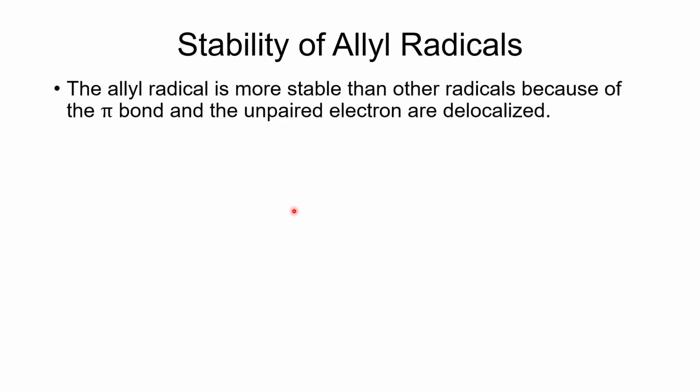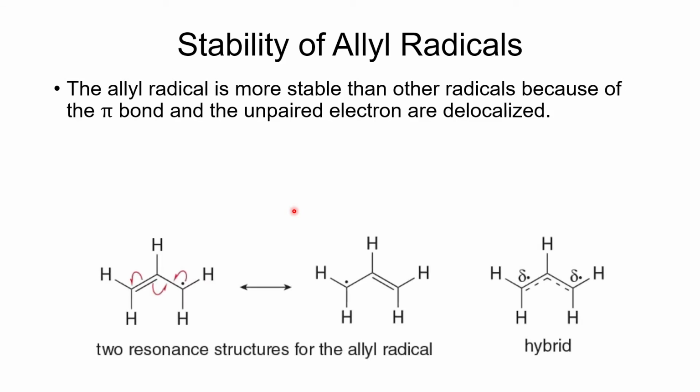All right, so allylic radicals are more stable because the pi bond can be delocalized, and we can draw resonance structures to indicate that delocalization. So here is the simplest allyl radical. It takes a little while to get good at drawing these, but it's really not too bad. And so we have this radical, we draw the resonance structure, and we put the radical on this other carbon.